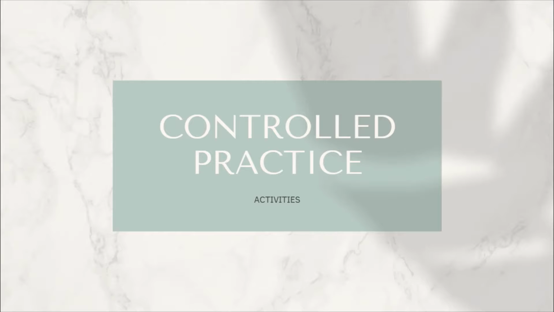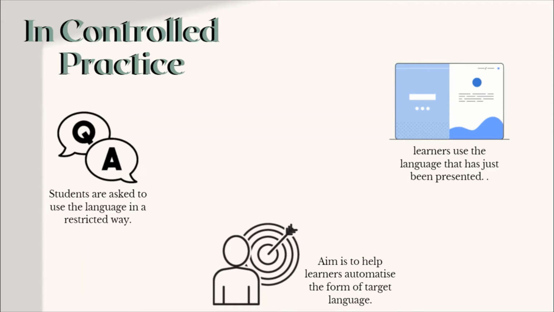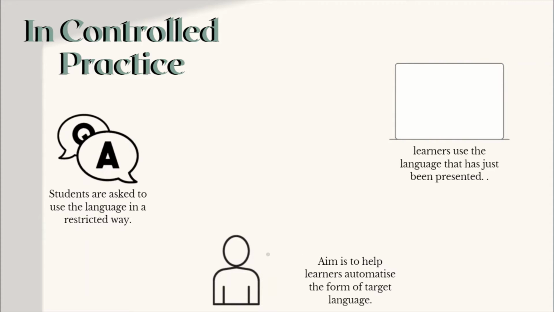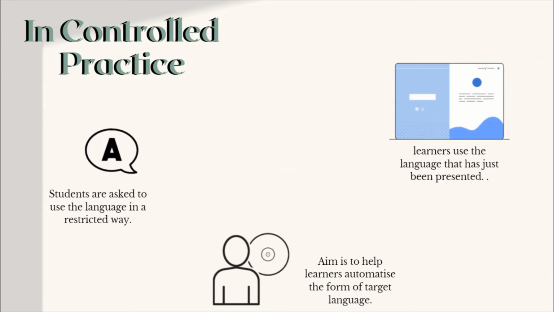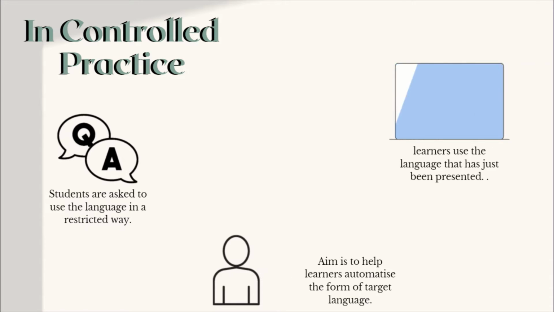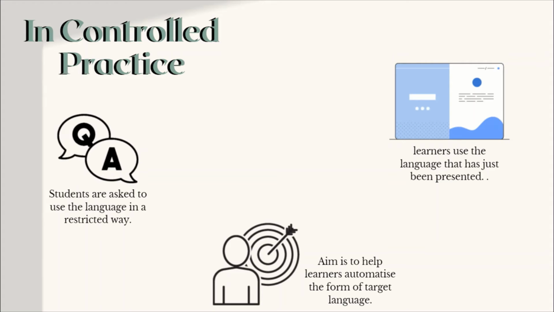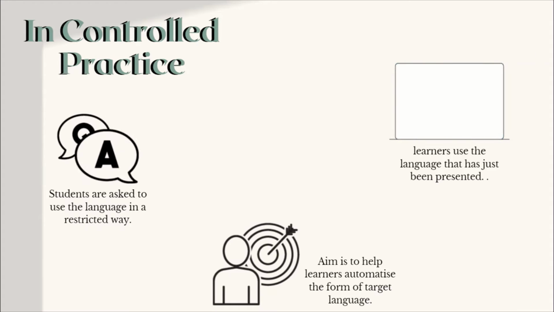Controlled practice activities. In controlled practice, learners use the language that has just been presented, and there is little room for personalization. Controlled practice activities are those in which students are asked to use the language in a restricted way. The main aim of controlled practice is to help learners automatize the form of a target language, and this can be done orally or in written form.